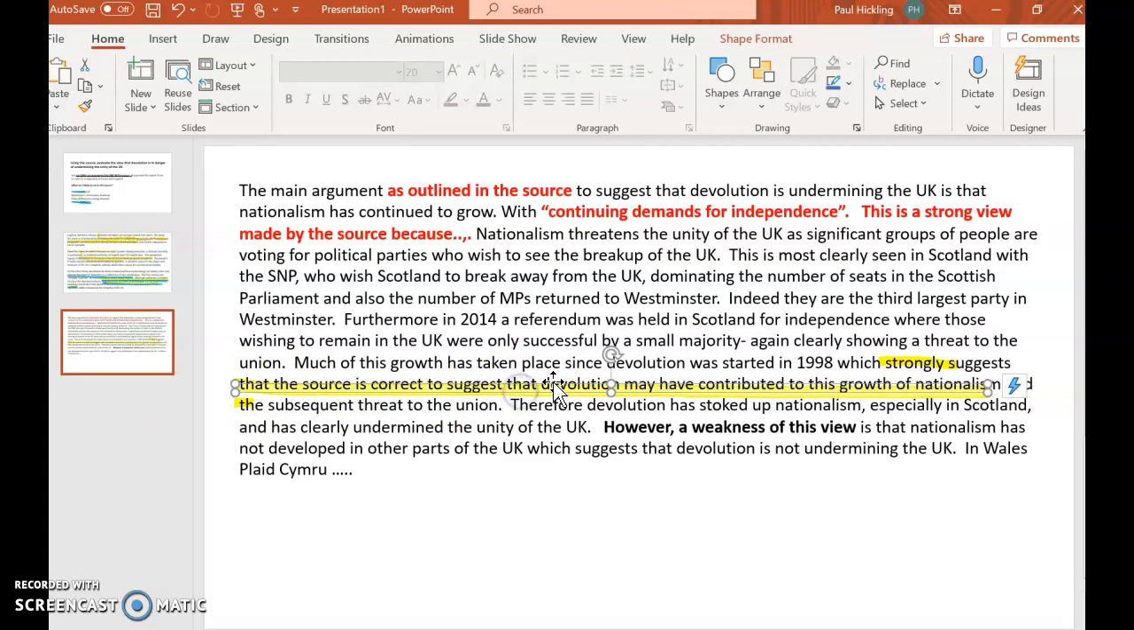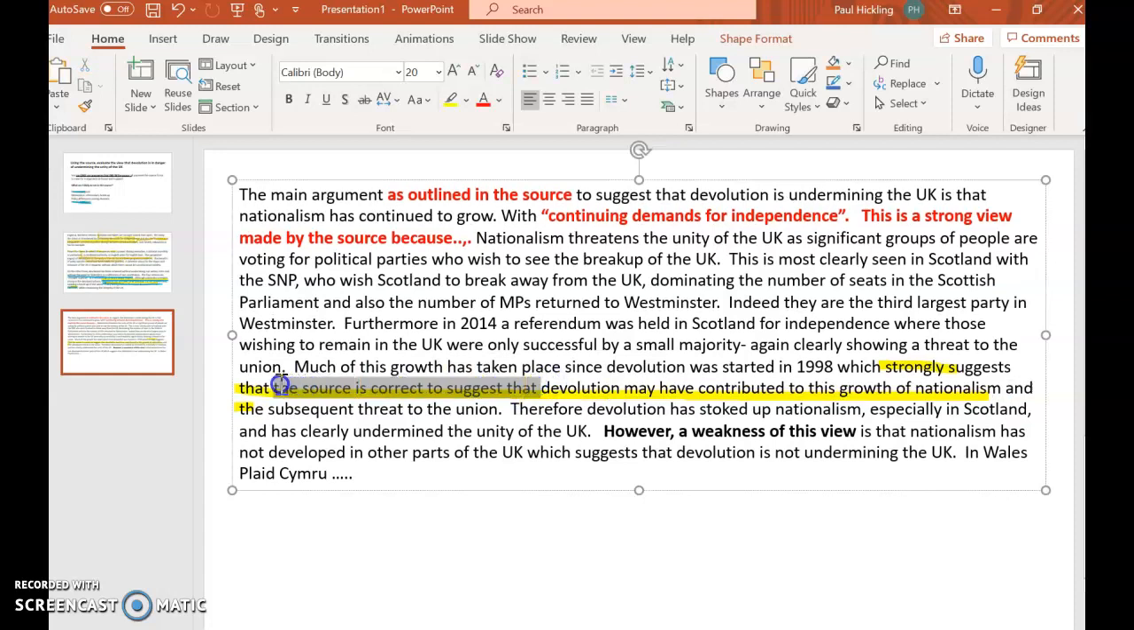There we go. So again, I'm just making a brief reference to the source, just to show the example. I've not forgotten the source, okay? And saying the source is correct as to why devolution has continued nationalism, because look what's happened in Scotland.